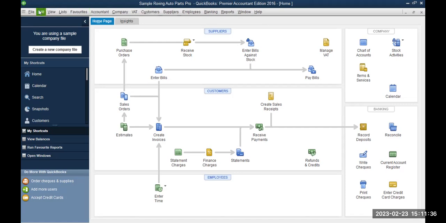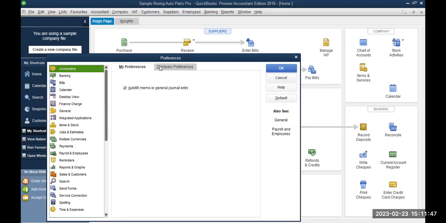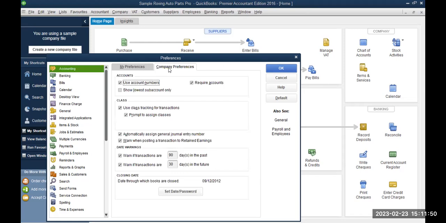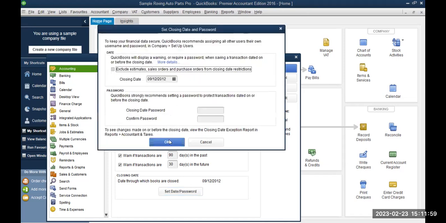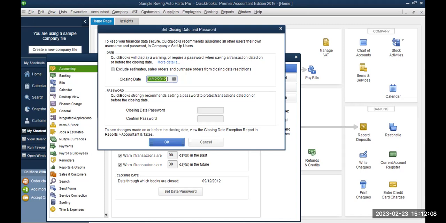One of the places you go is on the left-hand side, under Edit, you go to Preferences. Under Preferences, you go to Accounting, Company Preferences. Okay, under Company Preferences, towards the end here, there is the date through which books are closed. So here you can set a date that you want your books to be closed at. So let's say I've finished, 31st of December 2022, and I have to put a password. If you don't put a password, it means anyone can still change it.